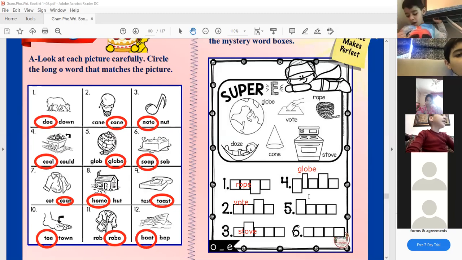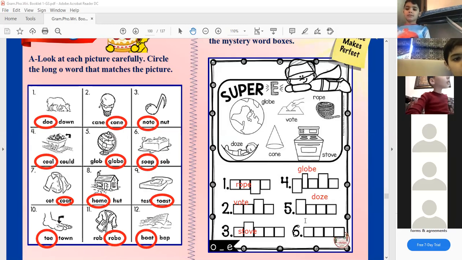Those, bravo. And what about number six? Cone. We do not have coal. Do I have coal? Cone. Ah, sorry. Bravo, miss. Yes, excellent. Cone. Brilliant. Yes, thank you.